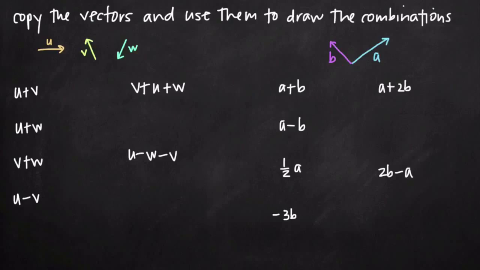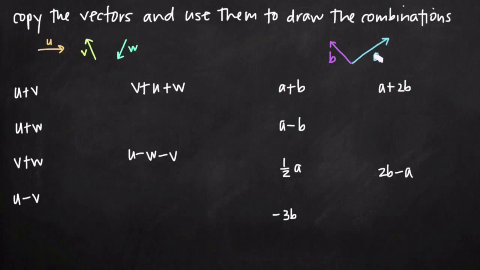Today we're going to be talking about how to use given vectors to draw combinations of those vectors. And in this particular video, we're going to be doing two different problems. In the first one, we've been given these three vectors, u, v, and w. I've labeled them here. And we've been asked to copy these vectors here and use them to find these 6 different combinations of these 3 vectors.